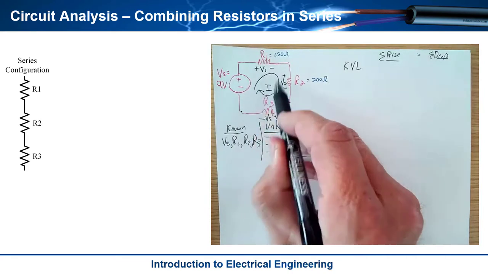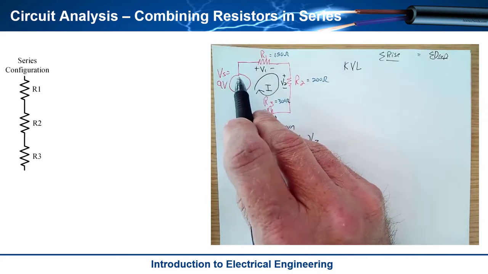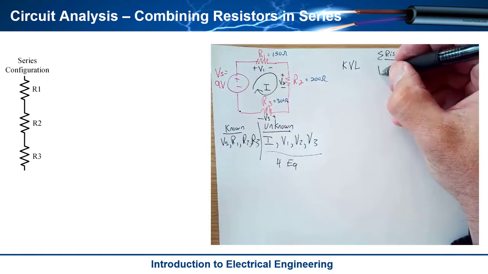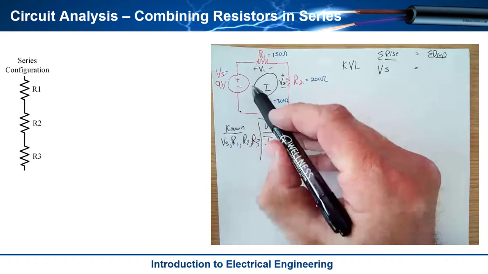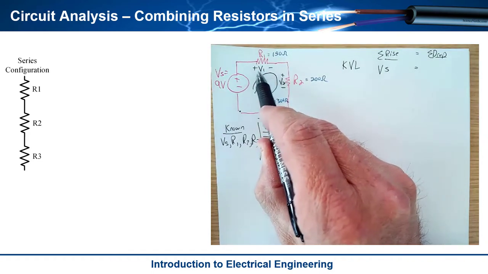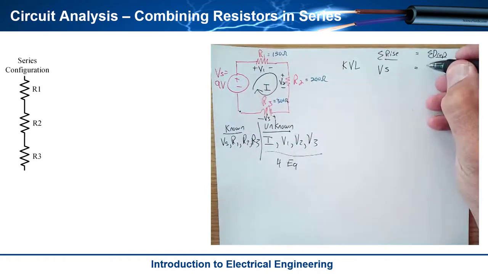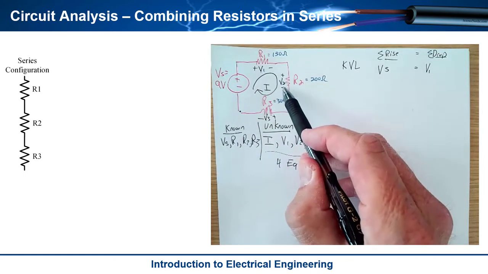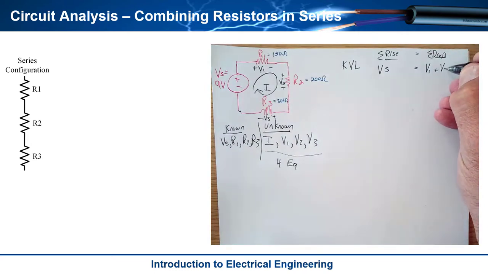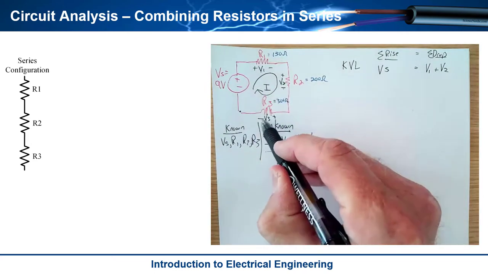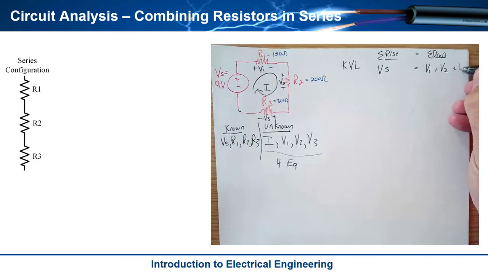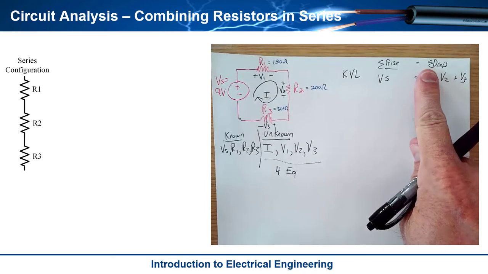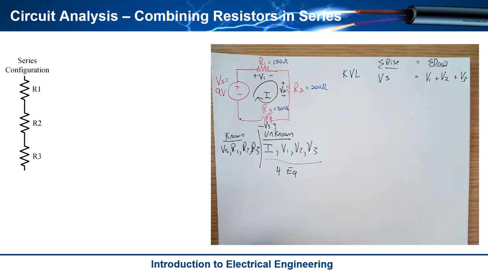I have an arrow going clockwise, and so if I go from minus to plus, I'm going to have a rise. So the first thing I'm going to come across is Vs, which is on the rise side, and then I'm going to drop across R1, V1, from plus to minus. So that goes over here on the drop side. And then I'm going to drop across V2, so I go plus to minus, and I'll tally that up over there. And then I'm going to come across here, going from plus to minus, and so V3 is a drop also. And I have my first equation. I feel pretty good. I got my first one.